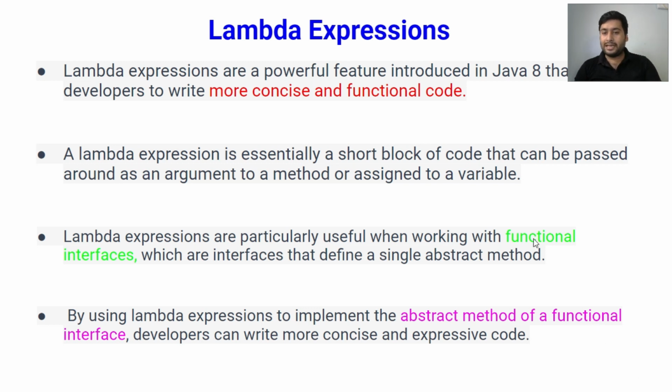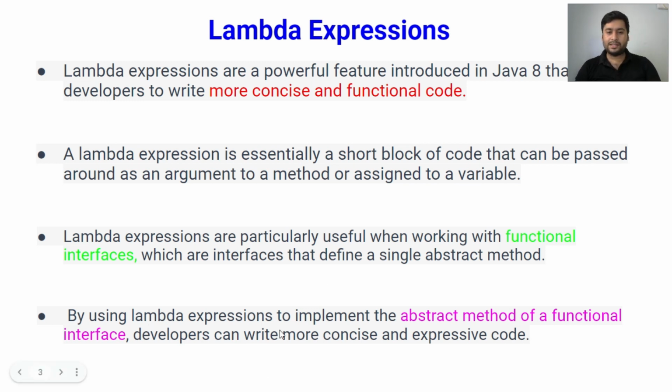So clearly, as I have mentioned here, we are working with the functional interface, and the interface that defines only a single abstract method. It will not contain multiple methods. If it contains multiple, then we can say those interfaces are not functional interfaces, those are normal interfaces. Okay, a functional interface means the interface which contains only one abstract method. Clear? I hope it's clear.